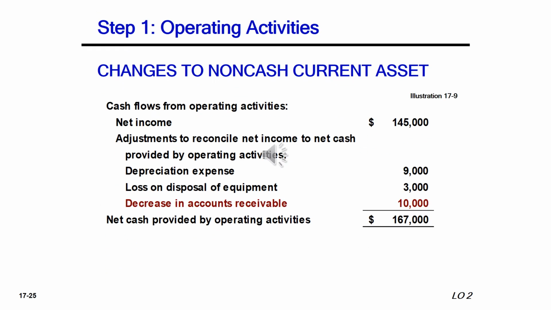So going back to what we have done so far in our statements, everything is going to stay as it is, but we're going to add the decrease in accounts receivable of 10,000, and that is going to adjust our net cash provided by operating activities up to $167,000.